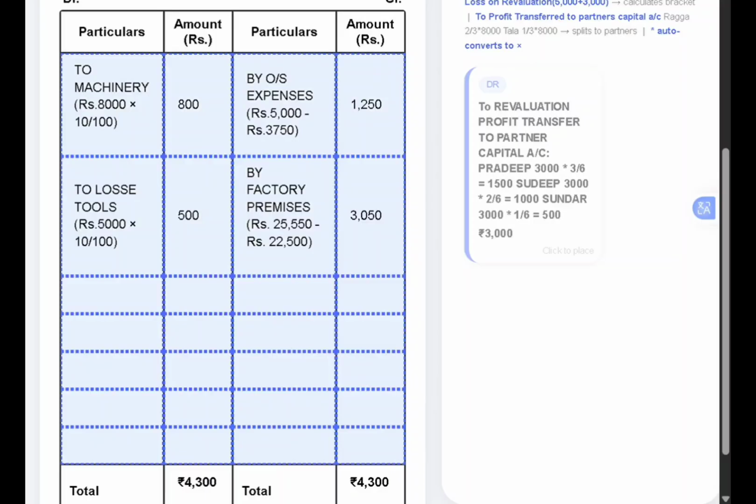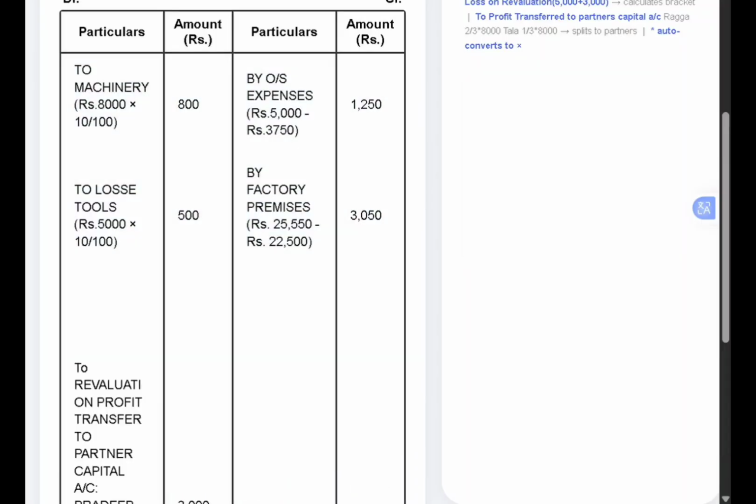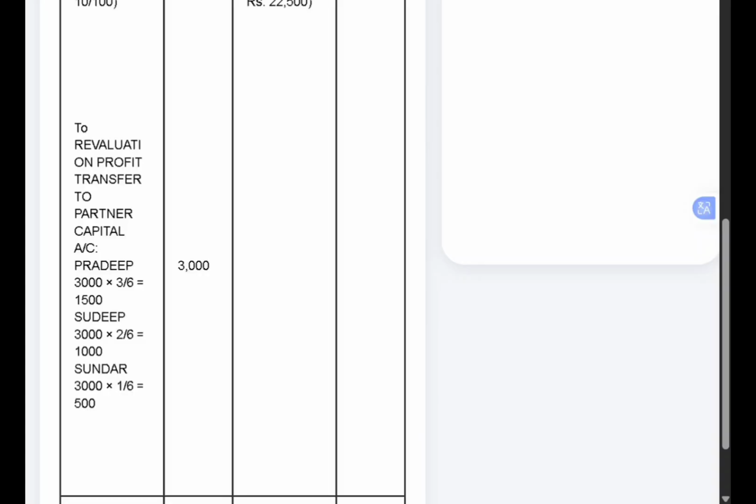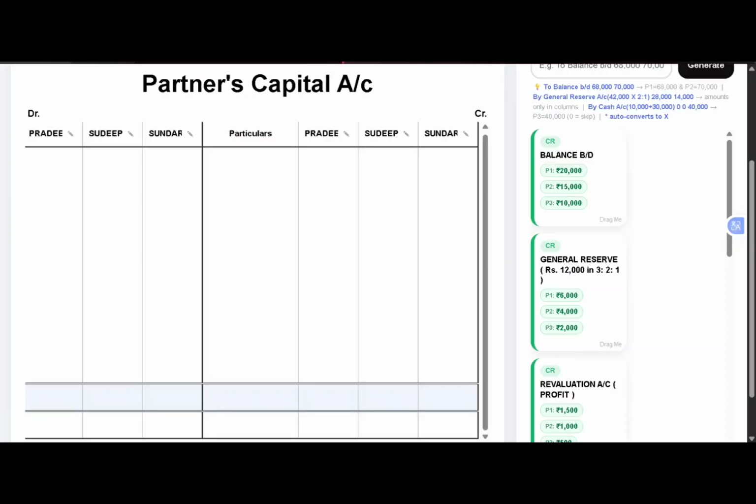We will write it on the debit side of the revaluation account as to revaluation profit transferred to partners' capital accounts, 3,000. So Pradeep will get 3,000 into 3 by 6, that is 1,500, as his share of profit. Sudeep will get 3,000 into 2 by 6, that will be 1,000 as his share of profit, and Sundar will get 3,000 into 1 by 6, which will be 500. So now let us prepare the partners' capital accounts.